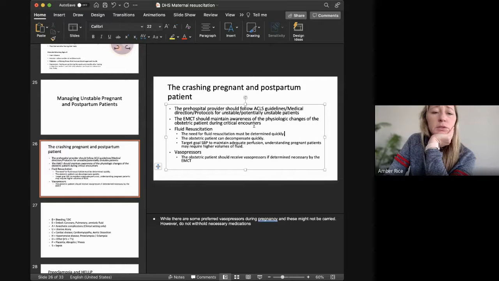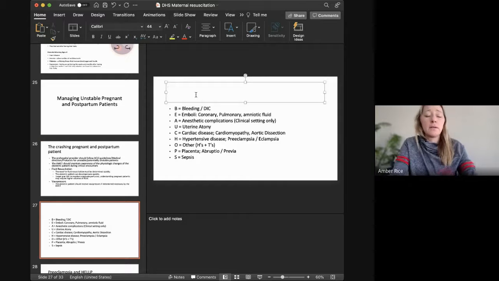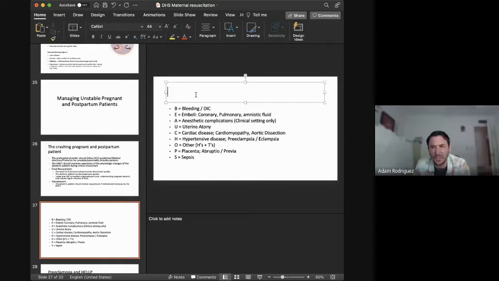And then we have these reversible causes of cardiac arrest. I kind of called these maternal H's and T's, if you will. So I don't know. Maternal reversible causes, even though some of them aren't truly reversible.